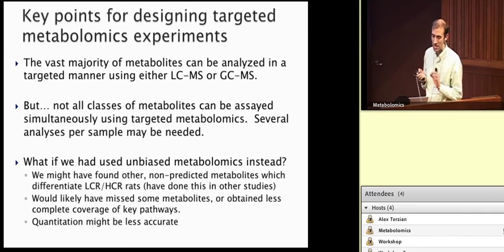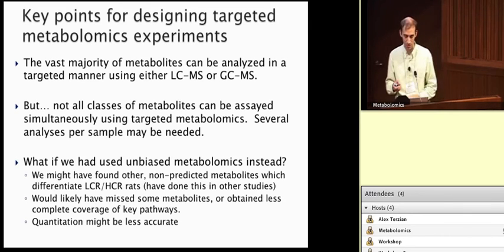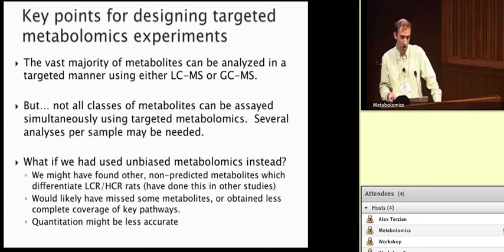But what's the meaning of this in terms of targeted metabolomics experiments? What do I want you to take away from that example? The majority of metabolites can be analyzed in a targeted manner using LCMS or GCMS, but not all classes of metabolites can be assayed simultaneously. We had to do at least 2, maybe 3 different targeted assays to get the data that I showed. We got more than the data that I just showed, but we had the assay that did the glycolysis, TCA, nucleotide types of stuff.